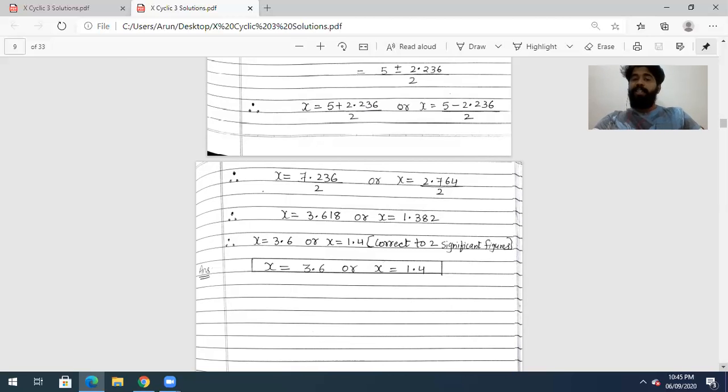But in the question, they have asked you to correct it to two significant figures. So we have x is equal to 3.6 or x is equal to 1.4. That is our final answer. I hope you've understood the solution, students.